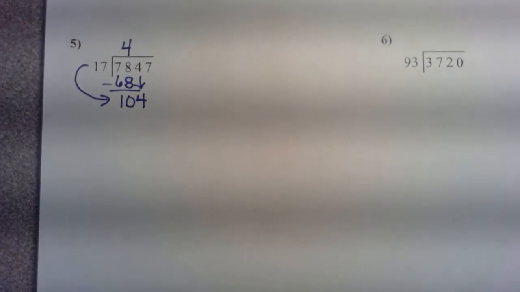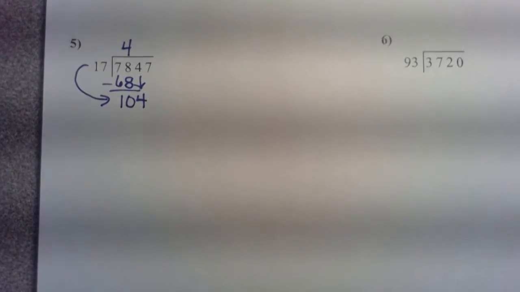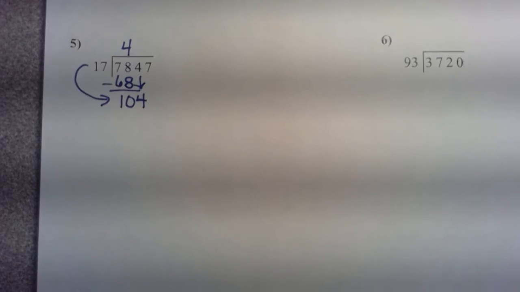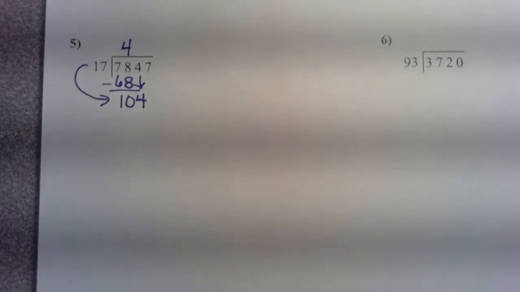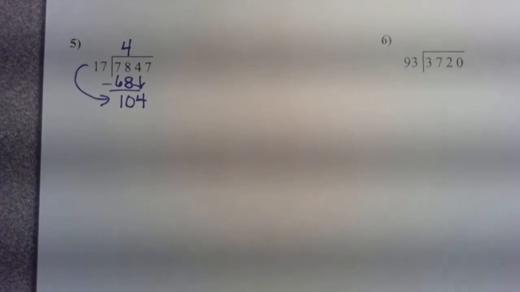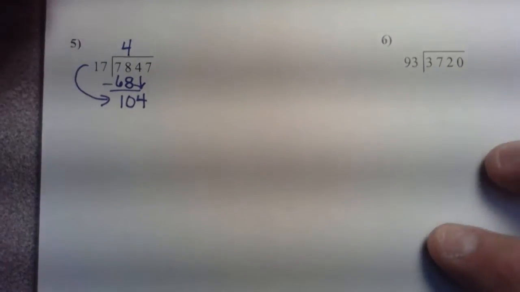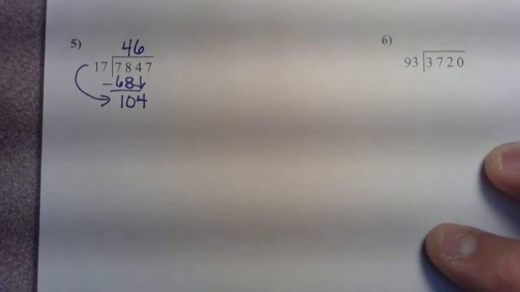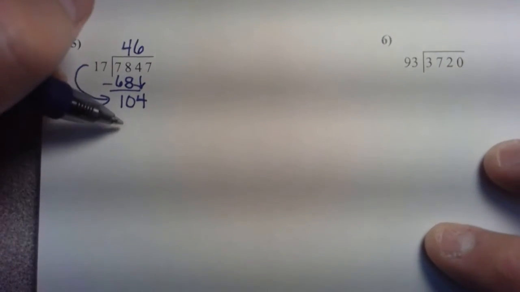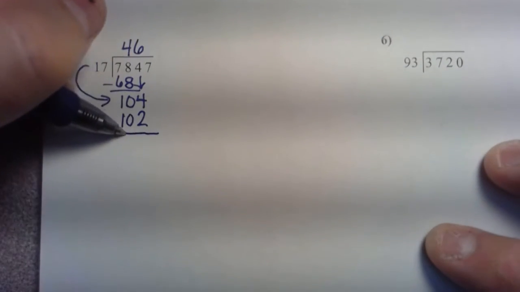And divide 17 times what? What do you think? 5. I messed up here. He said 17 times 5. It's going to give us 85. Yeah, let's try 6. So we have 17 times 6, 102. Does that sound good? So 17 times 6 is what? 102.